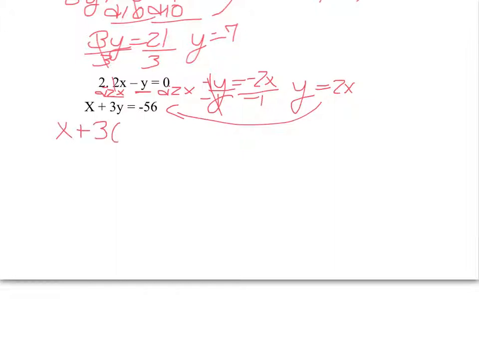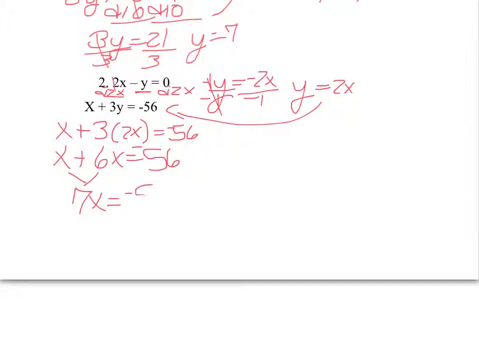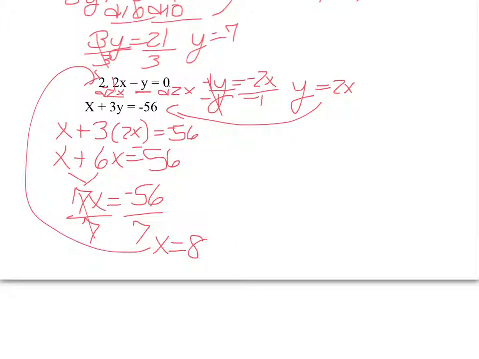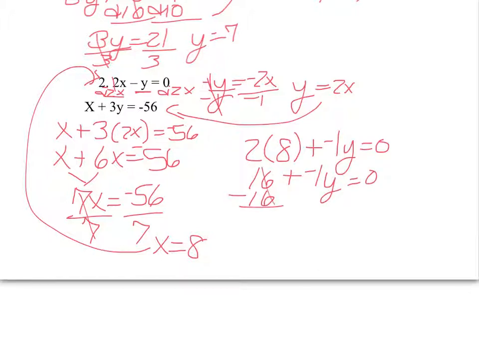In my second equation, everywhere I see y, I'm going to plug in 2x. So x plus 3 times 2x equals negative 56. X plus 6x, when you distribute, equals negative 56. Combine my like terms, 7x equals negative 56. Divide each side by 7. And we get that x is 8. Now that we know that x is 8, plug it back into the original top equation in order to figure out what y is. So 2 times 8 plus negative 1y equals 0. 16 plus negative 1y equals 0. Subtract 16 from each side. And negative 1y equals negative 16. Divide each side by negative 1. And y is positive 16.